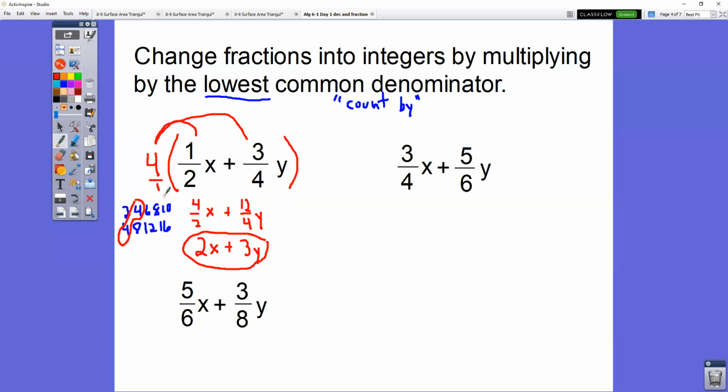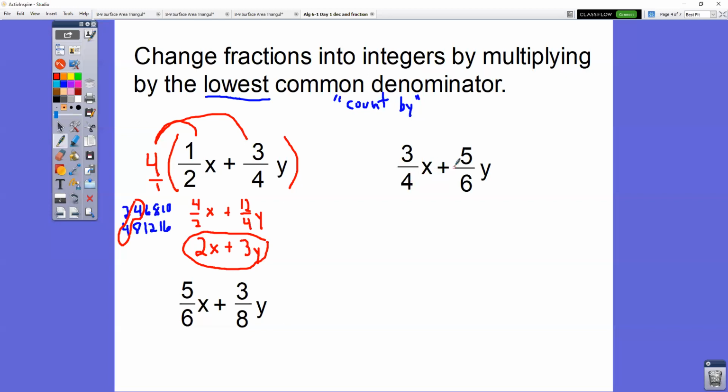So what we did there was I wrote out my list of denominators. I'm counting by the denominator. So I counted by 2's, I counted by 4's. I then found the lowest number that they had in common. That lowest number was 4, and I multiplied that whole expression or equation by that number. So take a look at this one.